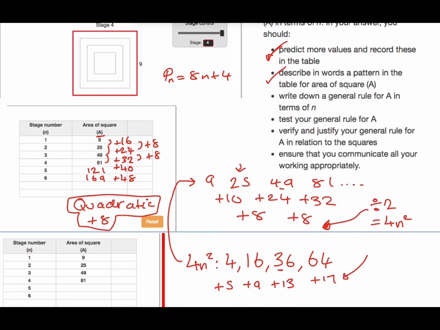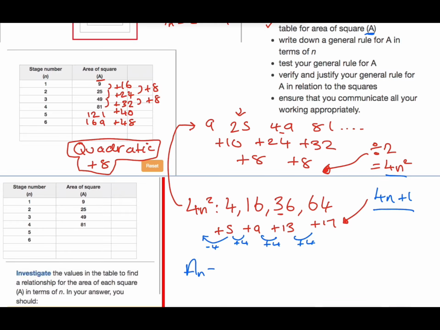So we can see here the difference isn't the same each time. However, it creates its own arithmetic sequence because it's plus 4, plus 4, plus 4. So that means the second part is 4n. And to work out the constant, it's going to be plus 1. So that means my general rule, I have to put those two things together. And in this question, it wants me to write it for the area. So my answer is A equals 4n squared plus 4n plus 1. So that is the general rule.